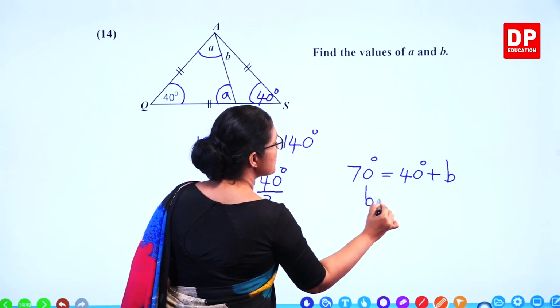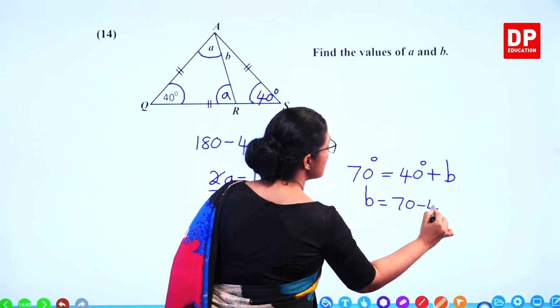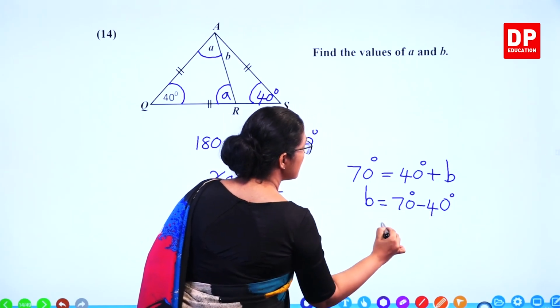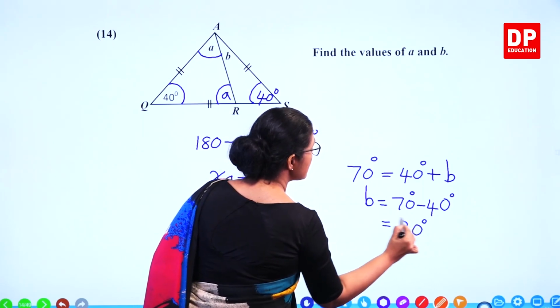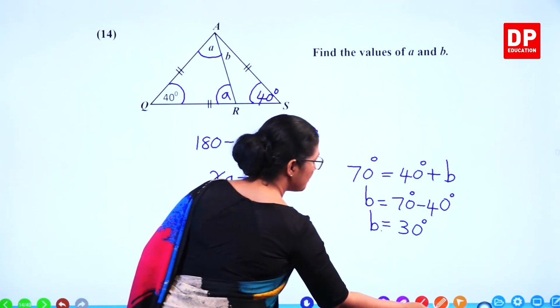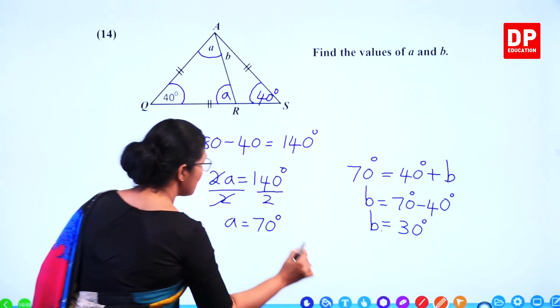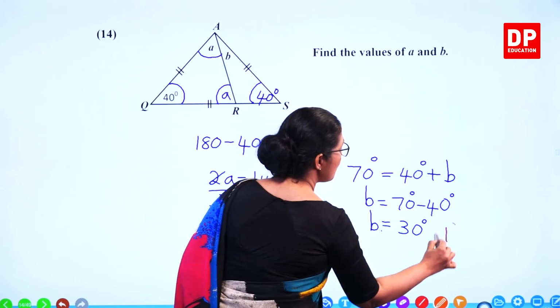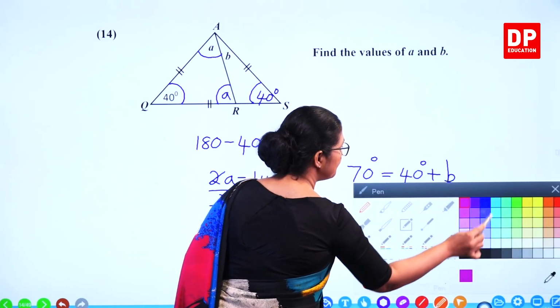So B becomes 70 minus 40. That's 30 degrees. So 2 marks. 1 mark for identifying A and 1 mark for identifying B value.